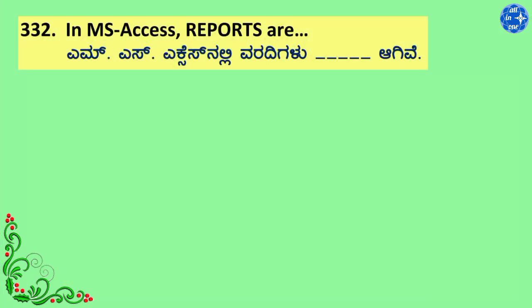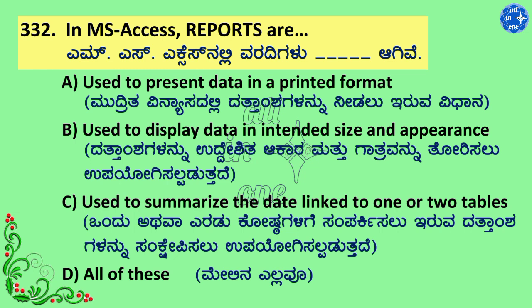Question: in MS Access, reports are dash. Option: used to present data in a printed format, used to display data in intended size and appearance, used to summarize the data linked to one or two tables, and all of these. Right answer is all of these.